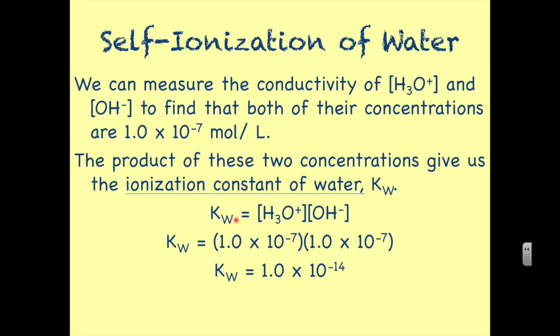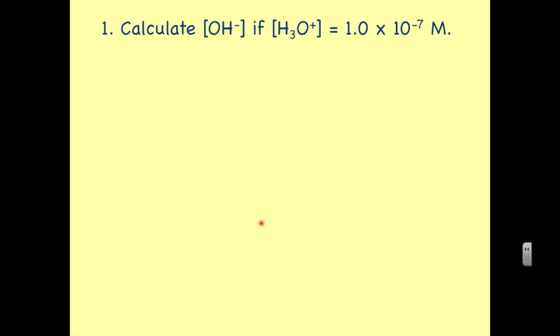So Kw is the hydronium times the hydroxide. Now I said before that these values are 1 times 10 to the minus 7 times 1 times 10 to the minus 7. Since both of these 10s are the same base, we can just add the exponents and get 10 to the minus 14. This is a constant value at 25 degrees Celsius, and it will not change as long as you are at 25 degrees Celsius.